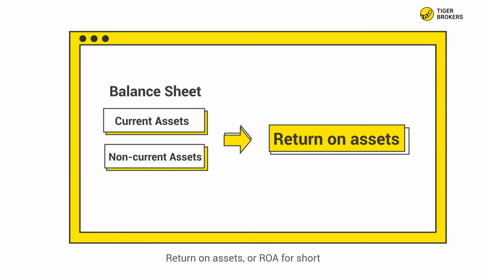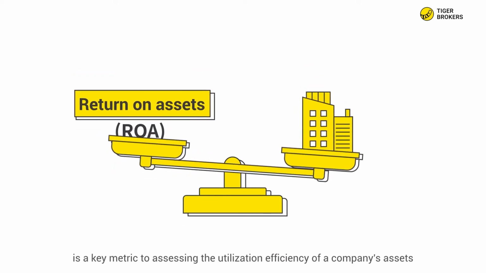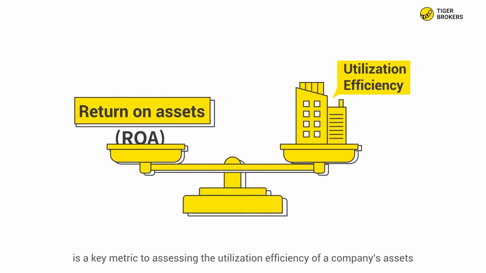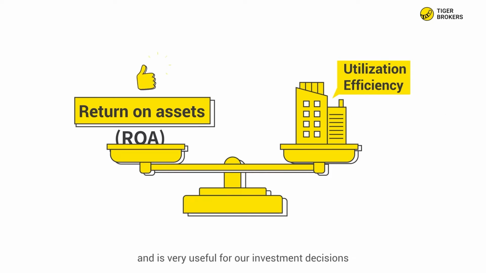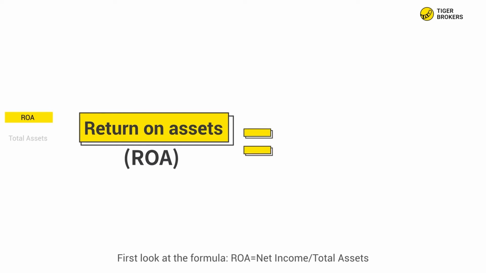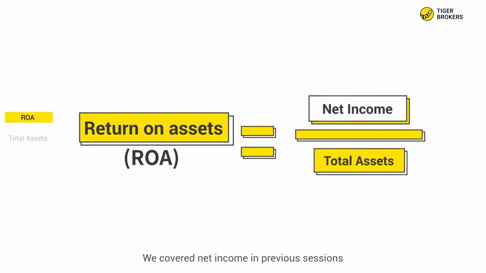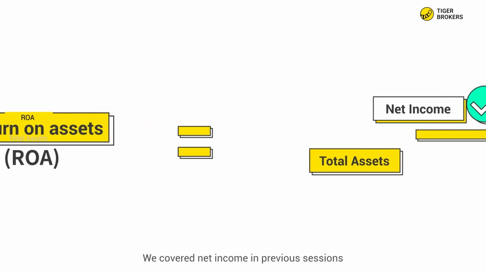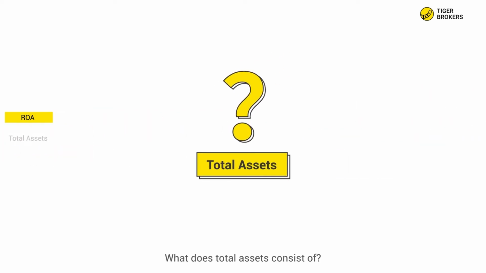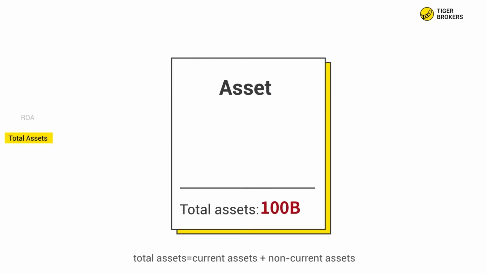Return on assets, or ROA for short, is a key metric to assessing the utilization efficiency of a company's assets and is very useful for our investment decisions. First, look at the formula. ROA equals net income divided by total assets. We covered net income in previous sessions. What does total assets consist of? From the chart below, we can see total assets equals current assets plus non-current assets.